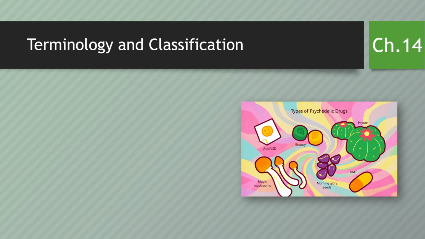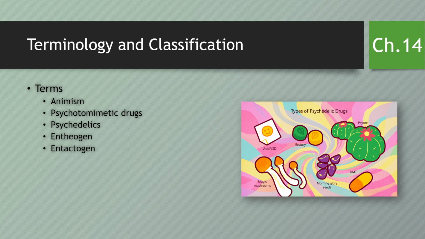So the first term I want you guys to be aware of is animism. This is the belief that different objects can attain certain characteristics because of spirits contained within them, like animal spirits associated with different things. And this was a component of the early use of these psychedelics that caused people to have more religious association and ties to the use of these.